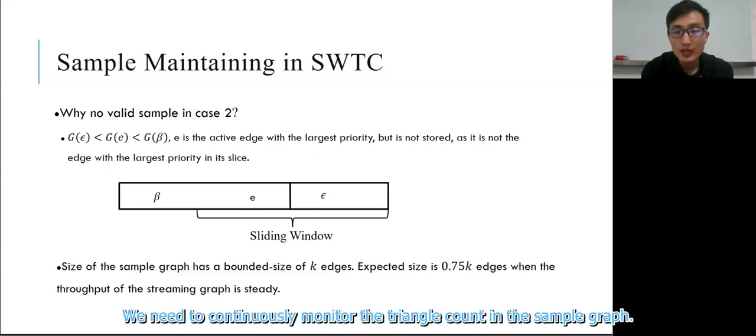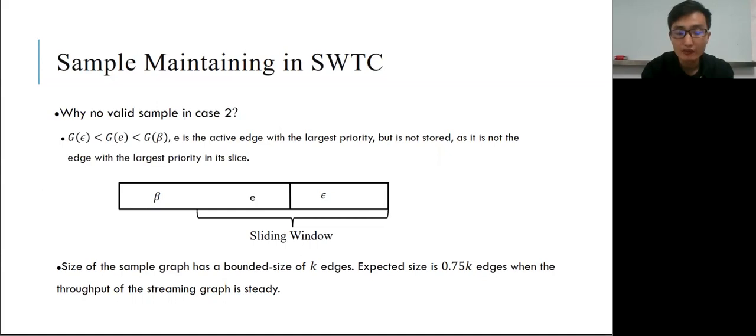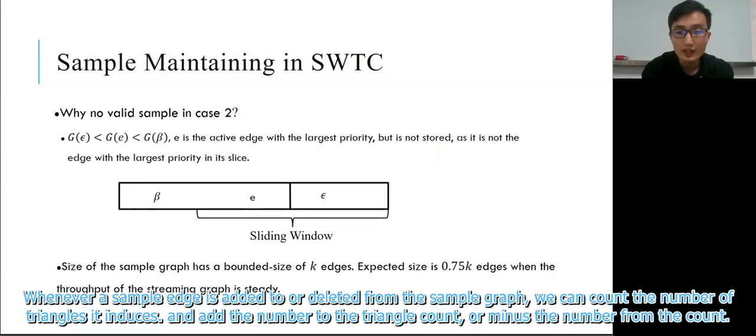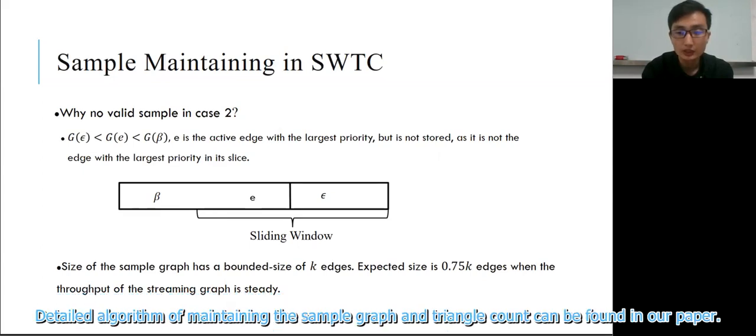We need to continuously monitor the triangle count in the sample graph. Whenever a sample edge is added to or deleted from the sample graph, we can count the number of triangles it induces, and add the number to the triangle count, or subtract the number from the count. Detailed algorithm of maintaining the sample graph and the triangle count can be found in our paper.